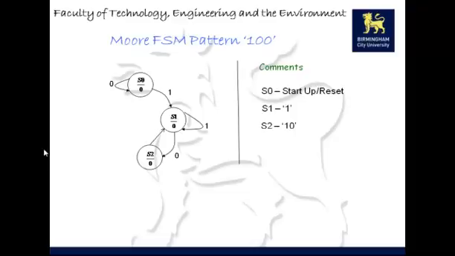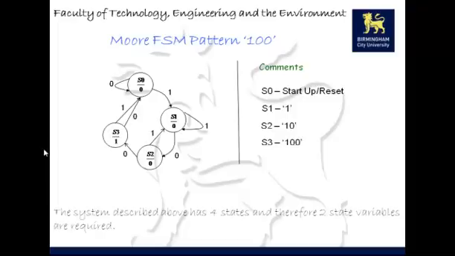Okay, in state 2, if the input is 1, you go back to state 1. In state 2, if the input is 0, well then you've got it, and state 3 indicates the pattern is complete, and you have your 1, 0, 0. Now after that, the next bit, whatever that is, 0 or 1, will go to the reset.